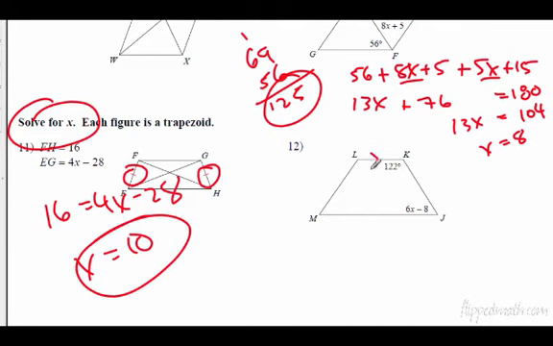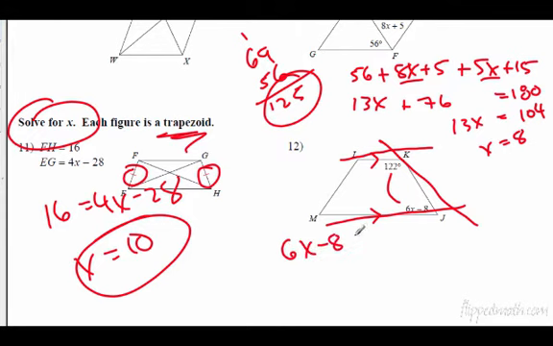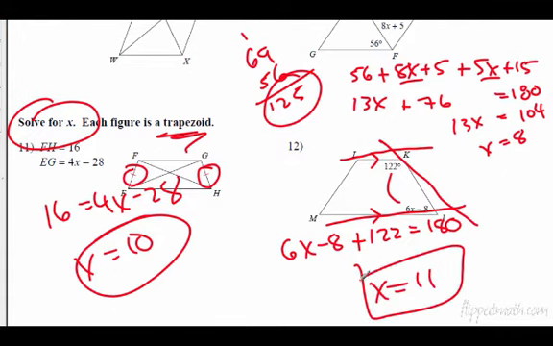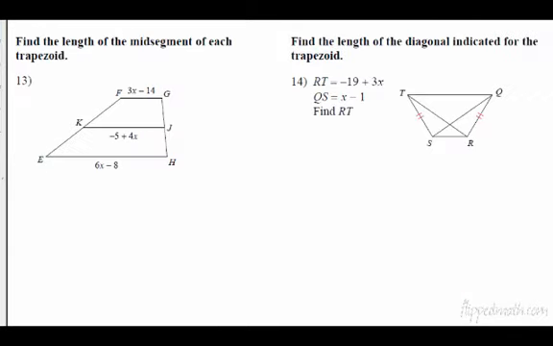Here is a trapezoid. It says it's a trapezoid, so that means that these, I'm assuming, are the base sides. All right, these are the bases. And so what we have here is a parallel line with a transversal going through it. These are same side interior, so that means that we have supplementary angles here. So 6x minus 8 plus 122 equals 180. If you go through all of that and solve it, you're going to get x equals 11. All right, there's 12. We are burning through this chapter.